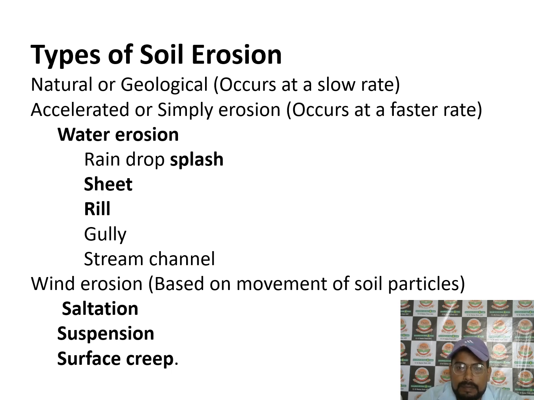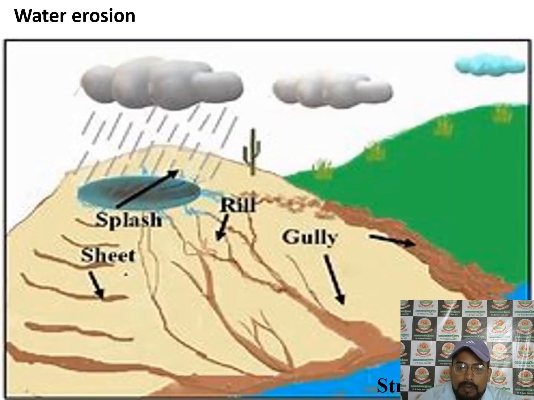First is water erosion. The different types of water erosion are raindrop or splash erosion, sheet erosion, rill erosion, gully and stream bank erosion. These are the types of erosion. Only two factors, water and air. Second is air erosion, based on the movement of the particles, like saltation, suspension and surface creep.